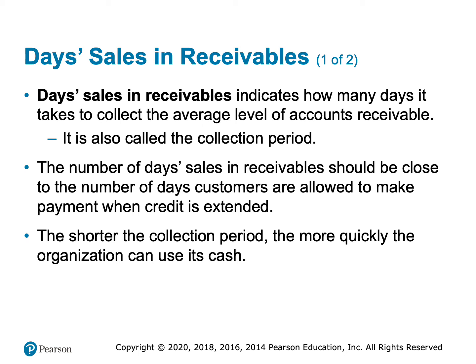So we'll want to look carefully at either who we're allowing to buy on credit. Maybe we need to be a little stricter on who we're allowing to buy on credit, or maybe we decide we need to offer some sales discounts to entice our customers to pay their bill earlier. So we may offer them a 1/10 net 30 to try to speed up those collections.